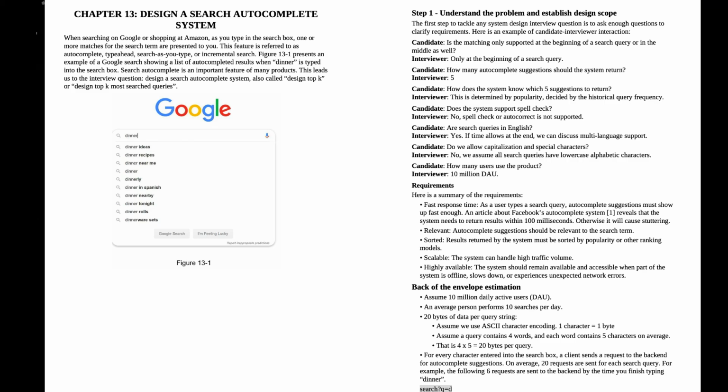Hey everyone, today we'll start with designing a search autocomplete system, that is Google search, right? In a general search, if you type something, it suggests ideas, like dinner ideas, dinner recipes, whatever is relevant to the user. Even on any e-commerce website, it shows you relevant searches, like product search or different categories.